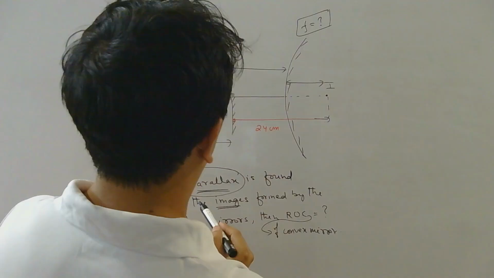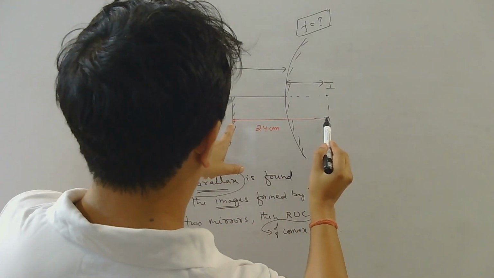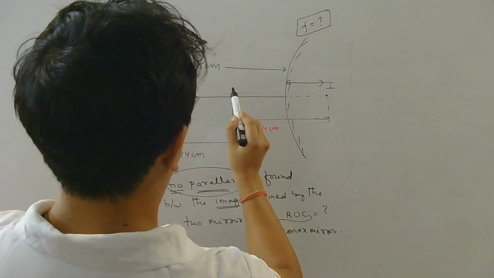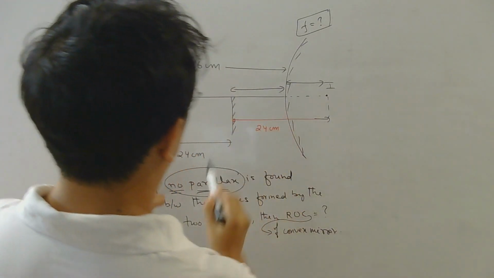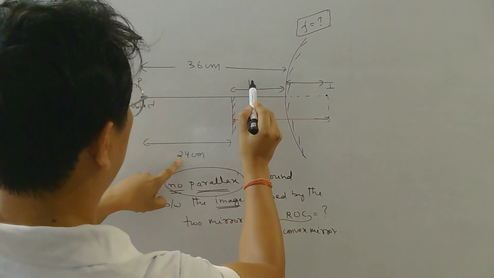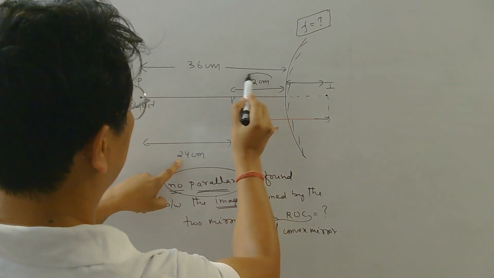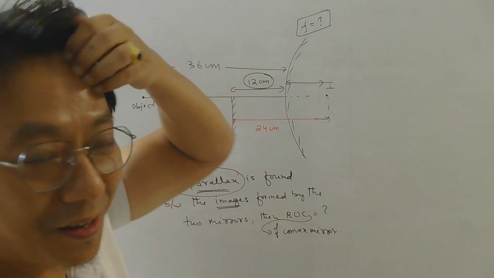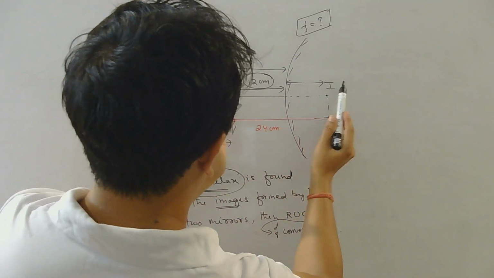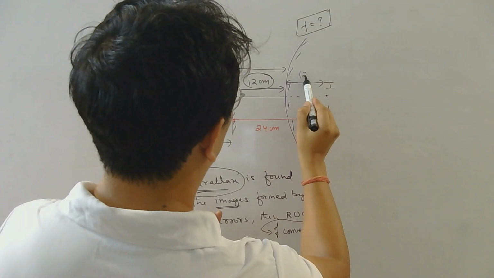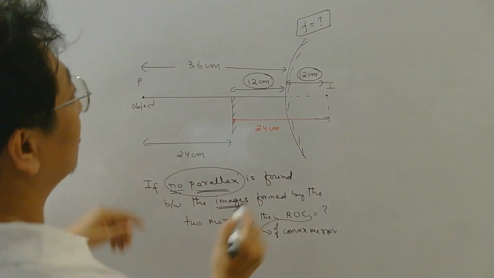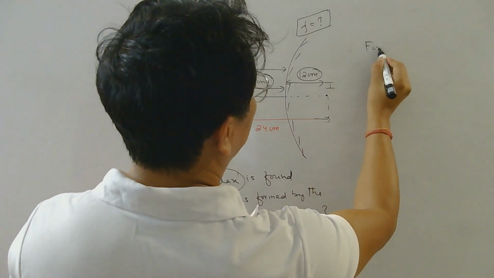And what will that be? Well, this is 24, this is 24, this is 36. What will this distance be? 36 minus 24 will be 12, right? Let me put a circle, because it is not given in the diagram. And this is 24, so what will this be? 24 minus 12, this will also be 12, isn't it?